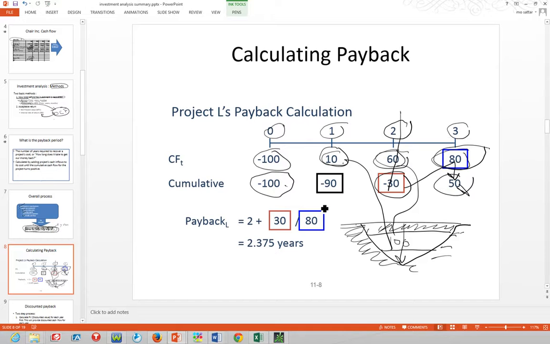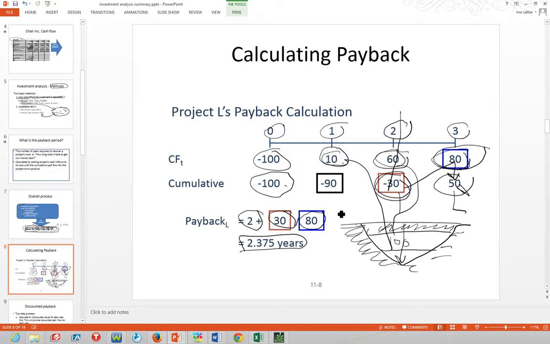So the calculation will be: I have 2 years, and then I need 30 from 80, or 30 divided by 80, and we get this answer, 2.375. So that is what payback means. Payback means how long does it take for us to recover. How do we do that? We can imagine filling the hole, and mathematically you keep adding the numbers till you get to the positive, and the answer is between this year and this year. The question is how much: I need 30 from 80, and that's how we do it.